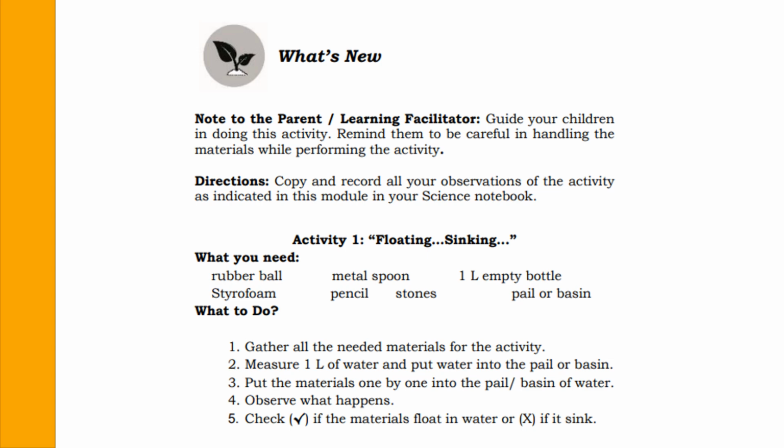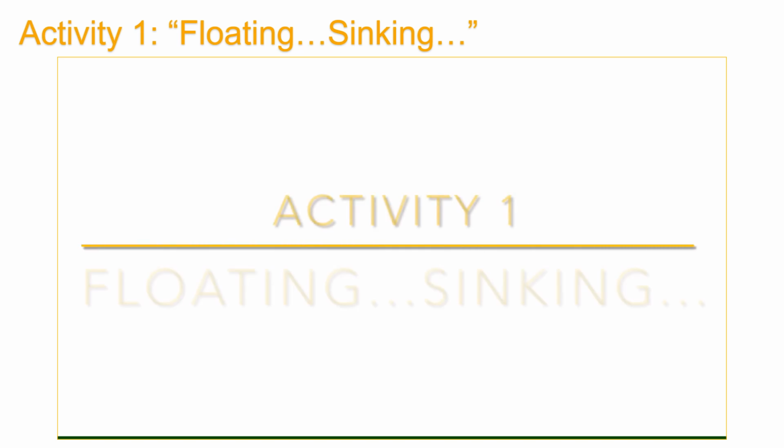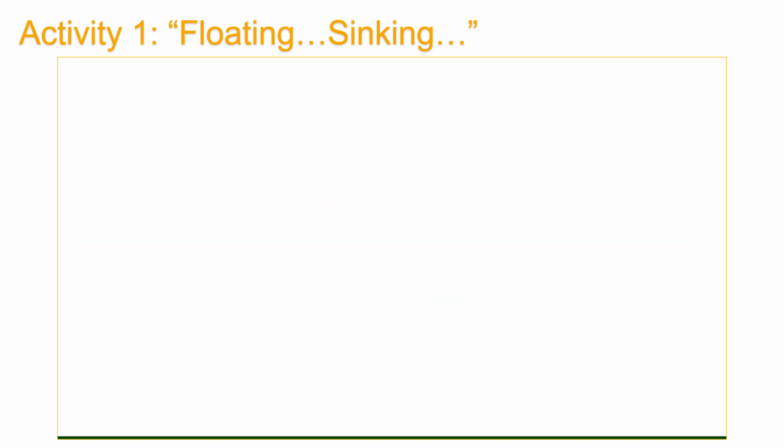So what are we going to do? Number 1, gather all the materials needed for the activity. Number 2, measure 1 liter of water and put the water into the pail or basin. Number 3, put the materials one by one into the pail or basin of water. Number 4, observe what happens. Observe carefully. Number 5, put a check if the material floats in water or put an X mark if it sinks. Okay, let's continue. Now, let us observe which material will float or sink.